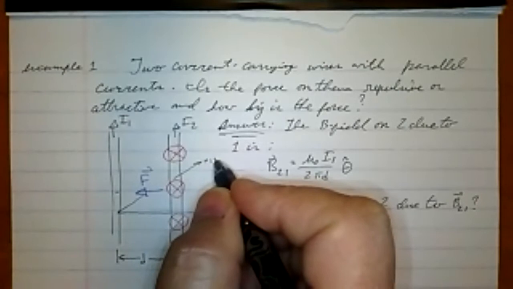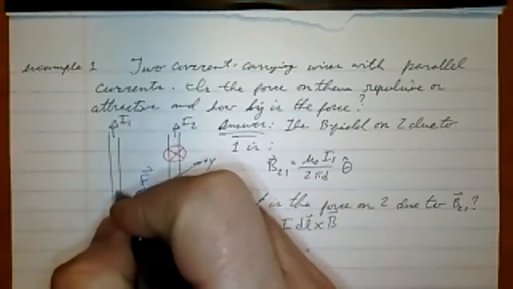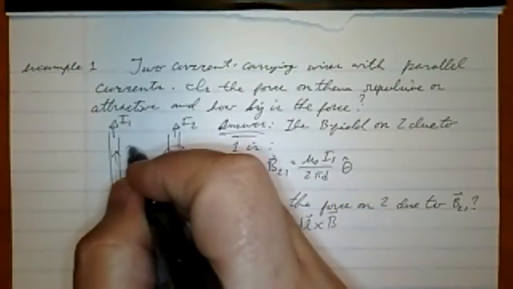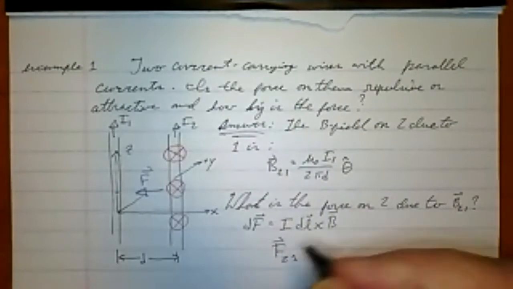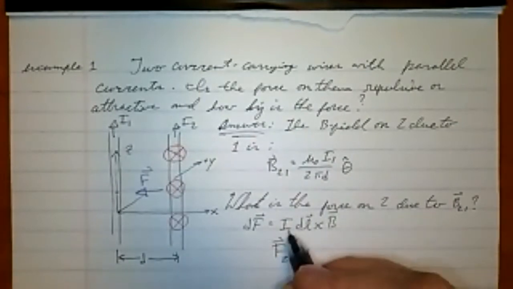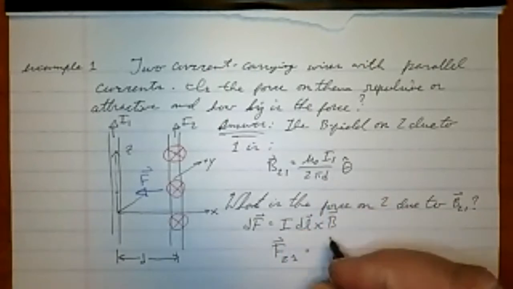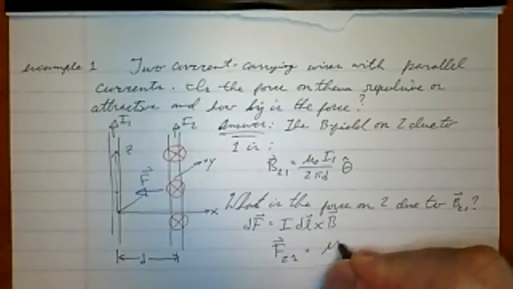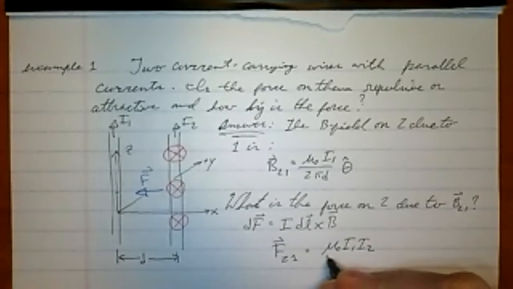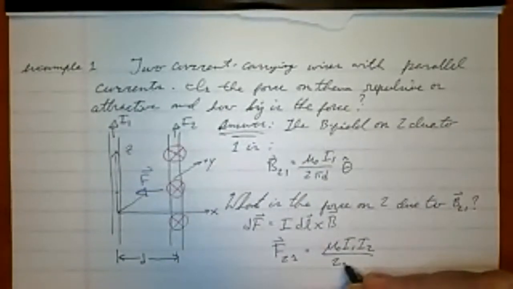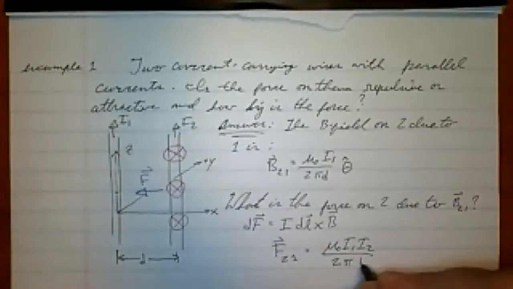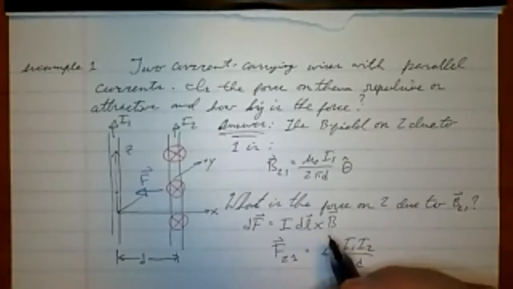This is the positive y-axis going into the board. And this is the positive z-axis, okay? So in this case, if I actually wanted to write a vector, I'm now going to have to take I2 times the length of the wire times B21. So ultimately, I'm going to get mu 0 I1 I2 over 2 pi d. That's my I2 and that's my B.